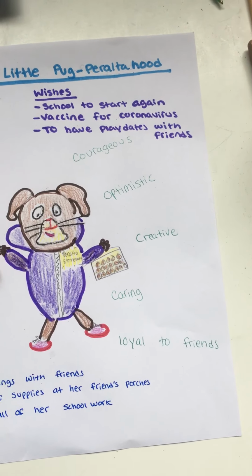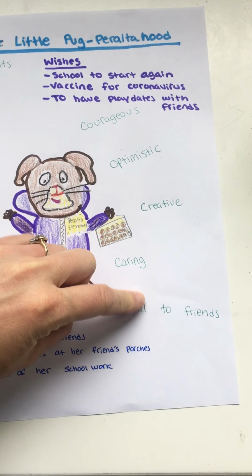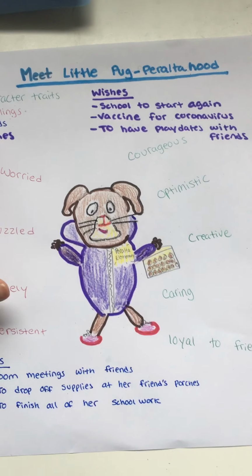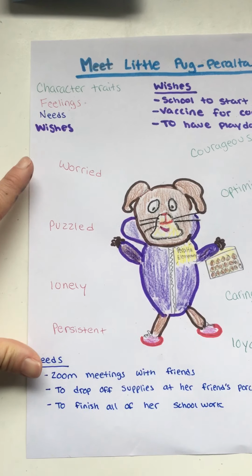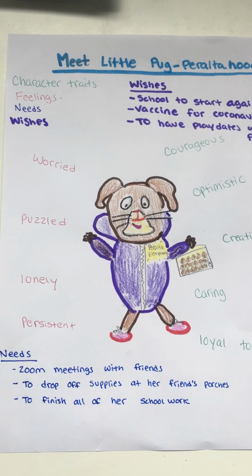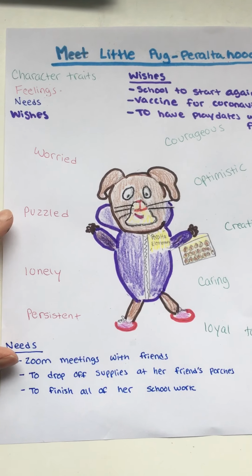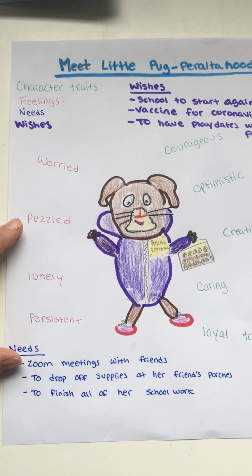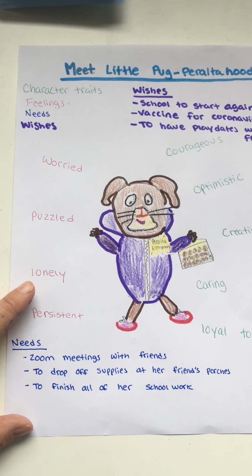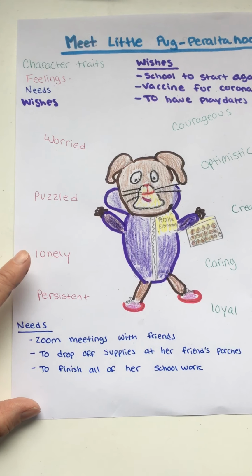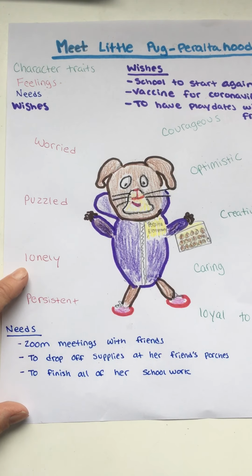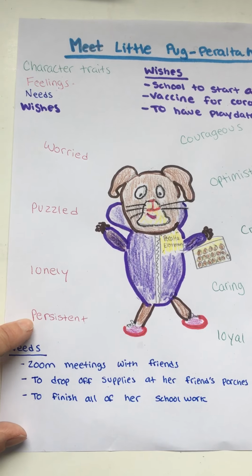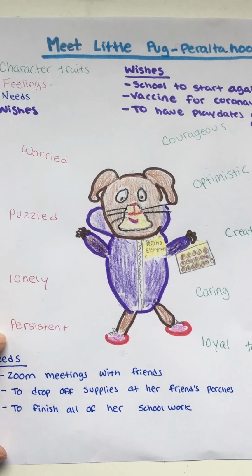On my sheet, I showed all of the character traits in green pen. Remember, these are the character traits that are true for my main character. Then I put some of her feelings in red. In my story, little pug Peralta Hood is going to be a bit worried. She's going to be puzzled about some different people that she meets on her journey. She's going to be lonely because she misses her friends. She's doing social distancing right now, and she wishes that she could see her friends more. And she's going to be persistent because she has a lot of supplies to deliver, and she has to go to every single house to deliver them.